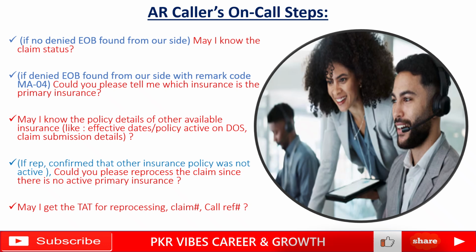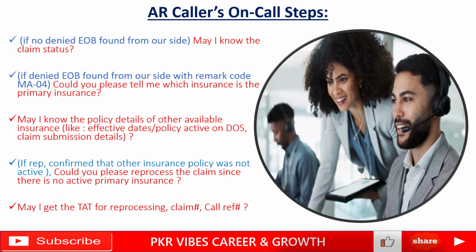And here the second point I given is, if a denied EOB was already received from the insurance with the denial code CO22 with MA04 from the primary insurance as we billed, and if it was already posted in your software, then your question is, could you please tell me which insurance is the primary insurance? Nothing but you're telling the insurance representative that you want denial clarification. So your question is, could you please tell me which insurance is the primary insurance?